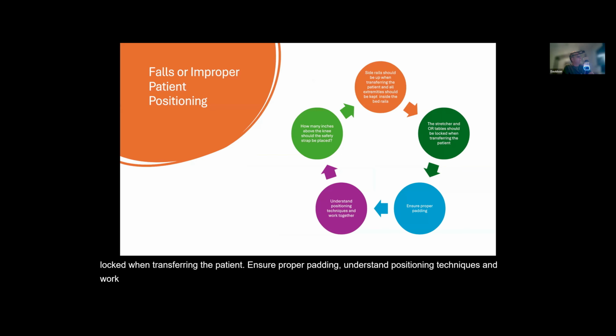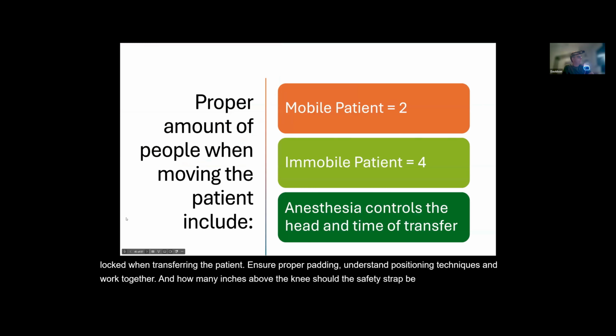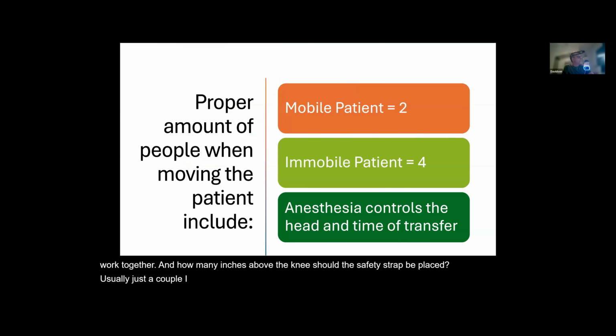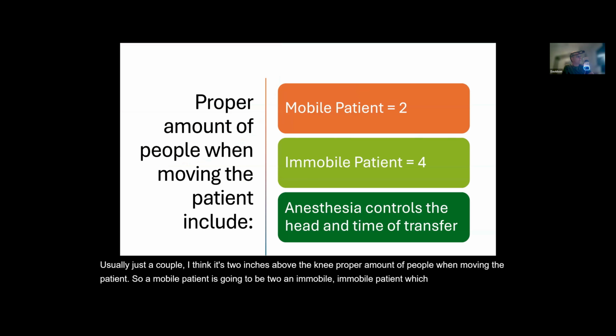And how many inches above the knee should the safety strap be placed? Usually it's just a couple. I think it's 2 inches above the knee. Proper amount of people when moving the patient: a mobile patient is going to be 2. An immobile patient, which is typically after surgery, is always going to be 4.